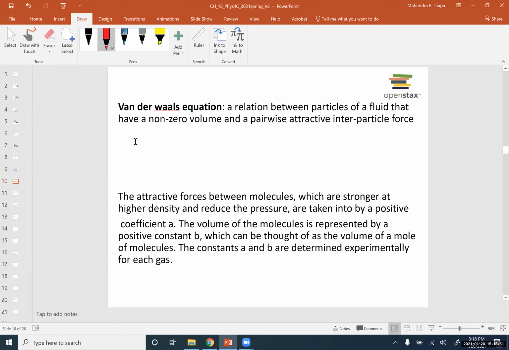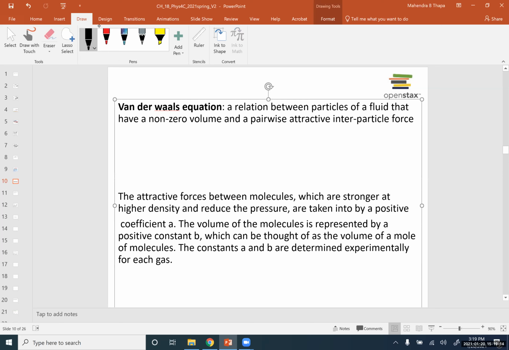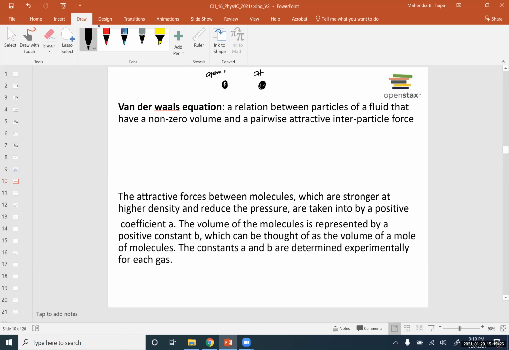So this van der Waals equation is basically going to overcome those two defects. The van der Waals equation gives the relation between particles of a fluid, generally a gas, that have a non-zero volume and there are interactions. So what we are talking about here is that the size of each particle or atom is not very small. It has some volume. So it's atom 1 and we can say this is atom 2.